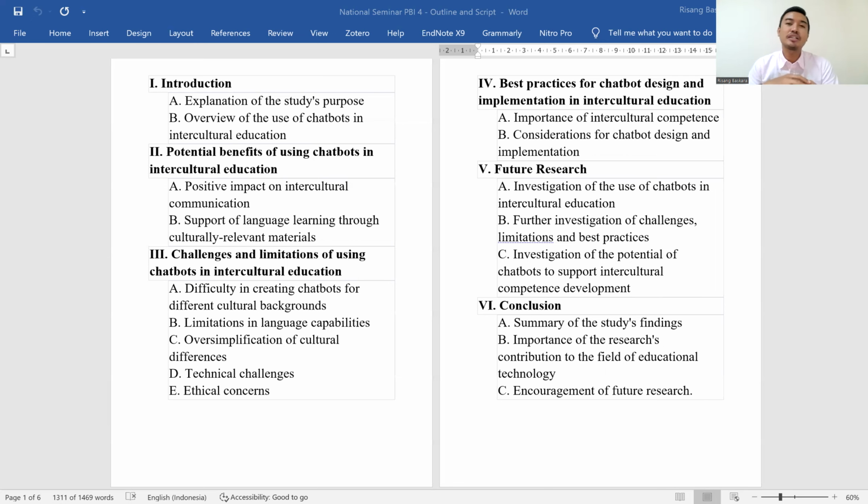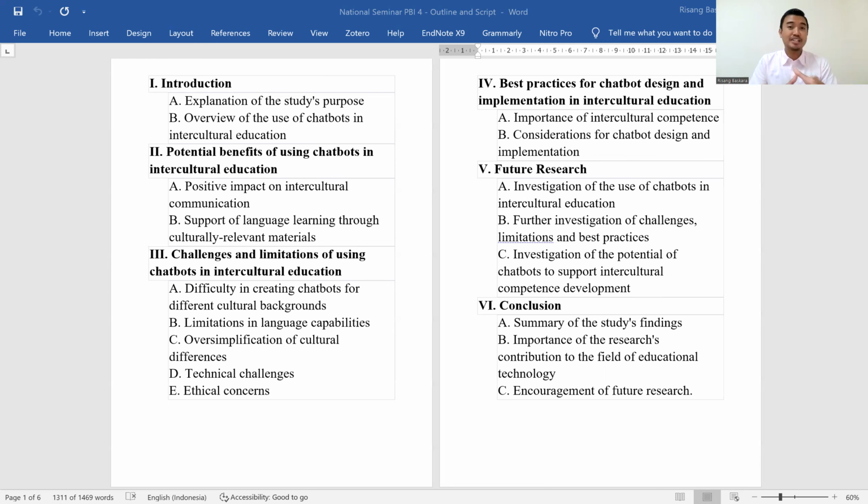Despite these challenges and limitations, chatbots have the potential to positively impact intercultural communication and support the development of intercultural competence in students. It is also important to consider best practices for chatbot design and implementation, such as incorporating culturally relevant materials and activities and using diverse perspectives to inform the development process. By taking these steps, it is possible to harness the potential of chatbots to support intercultural education and help students develop the intercultural competence they need to succeed in our globalized world.